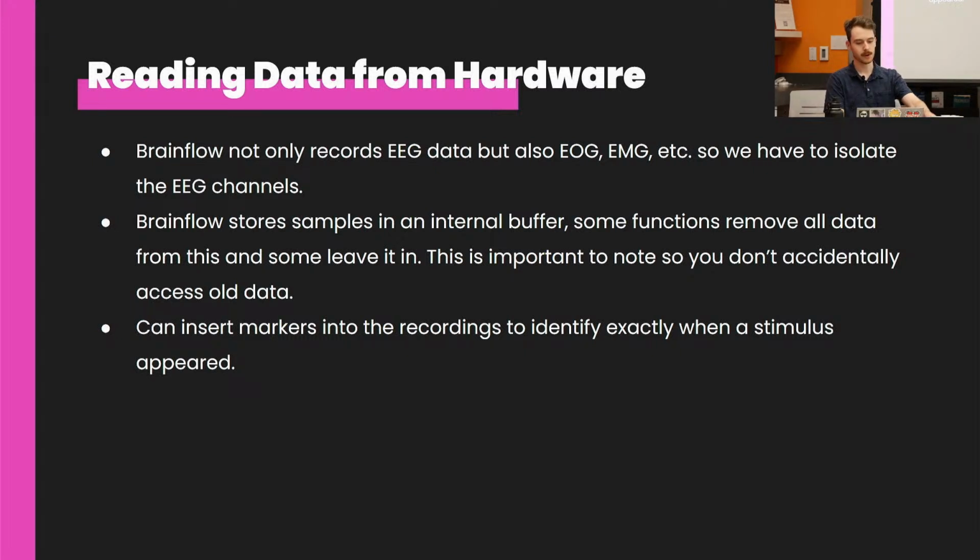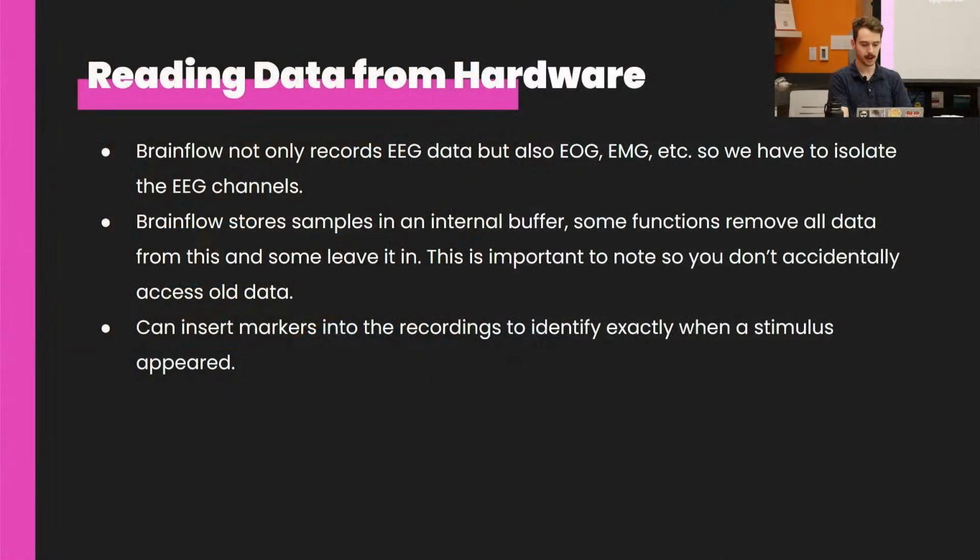The way BrainFlow records the data is that while the data is streaming from the device, it stores samples in an internal buffer, and then you access those samples through BrainFlow functions. Some of the functions remove all the data from the buffer when you grab the data, and some just copy the data from the buffer and leave it in. So you have to be careful and look at the documentation of what the function you're using is doing, because you don't want to access the same samples over and over again and think that they're new data. Another thing we'll look into is inserting markers.